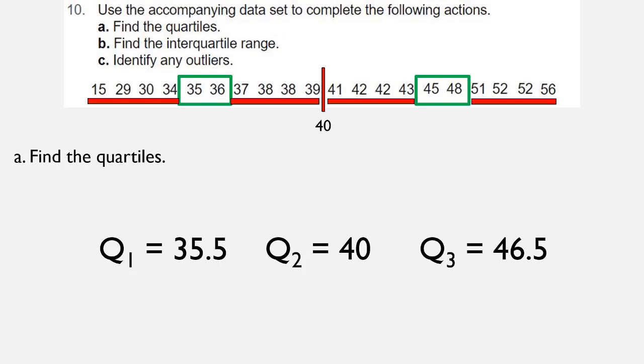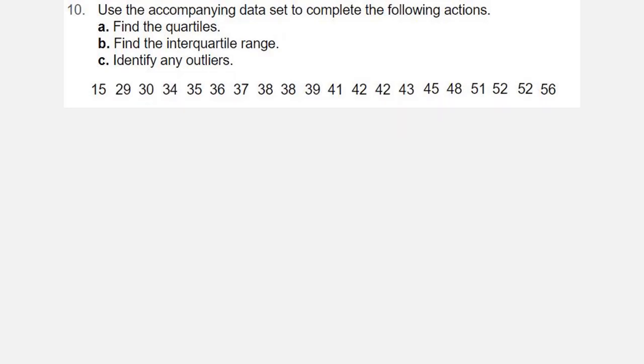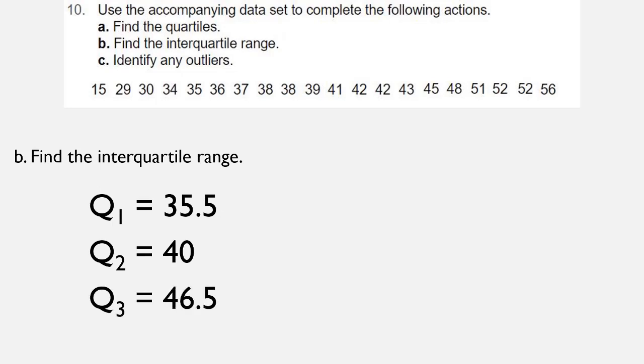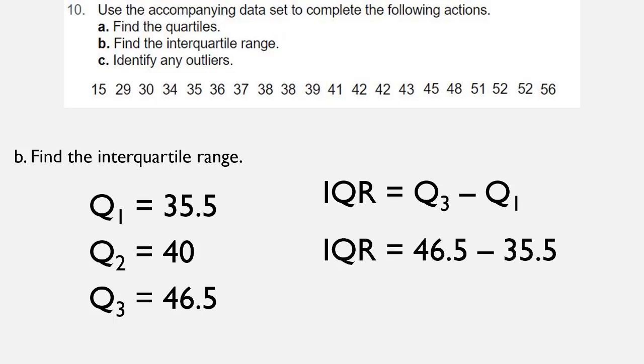Now we can move on to find the interquartile range. To find the interquartile range, remember we need to do Q3 minus Q1. Q3 is 46.5, Q1 is 35.5, and when we subtract those values, we get 11. So the IQR is 11. Once we've identified the interquartile range, then we can determine any outliers.